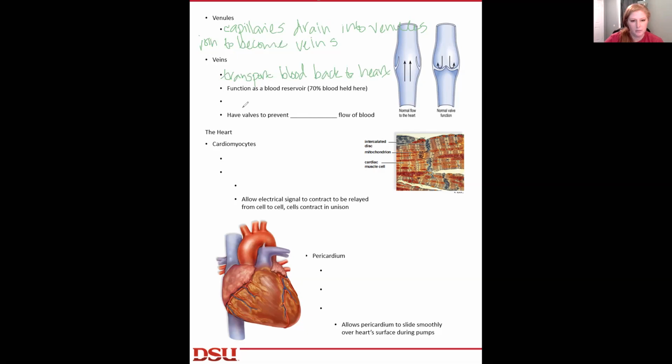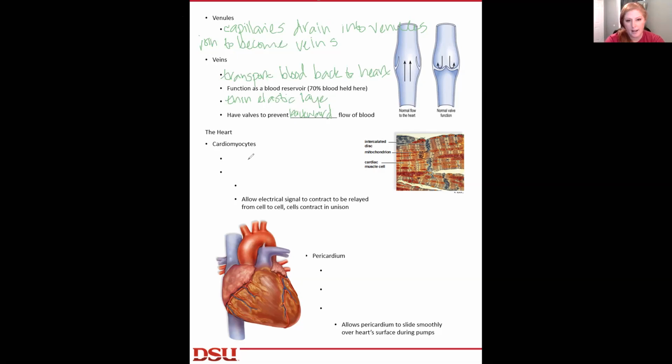Okay, function as a blood reservoir. All right, 70% of the blood is held there, again, because the heart's not holding it. So it's being held in the veins. The veins actually have a thin elastic layer. Talk about why in a second. They also have valves to prevent the backward flow of blood. All right, so let's talk about the elastic layer thing first.